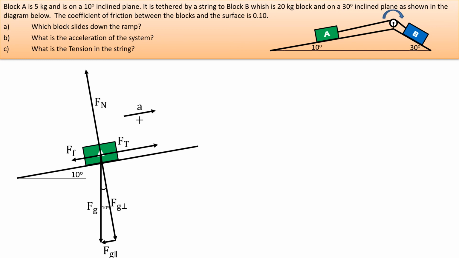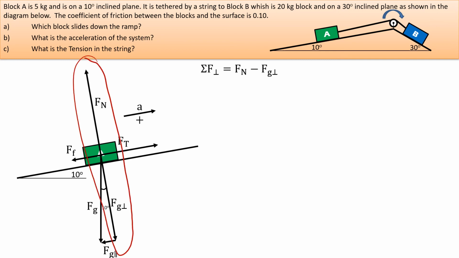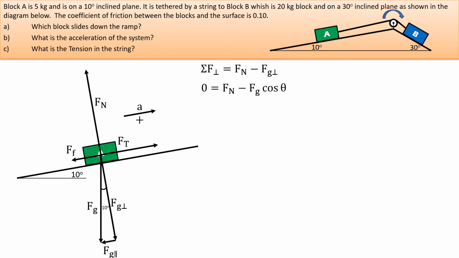So that's good. Now we are going to find the net force in the perpendicular direction. That is just these two forces here. So we have the normal force minus the perpendicular component of the weight. The net force in that direction is 0. We're looking for a term for the normal force, and this is the shortcut, Fg cosine theta. Fg is equal to mg, and now we have an equation for the normal force, mg cosine theta.